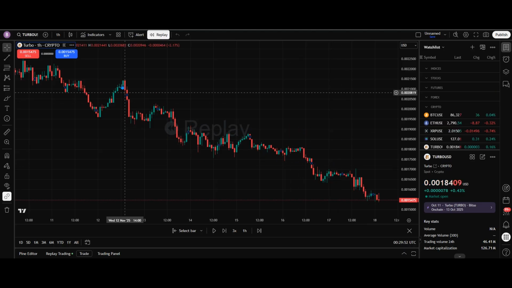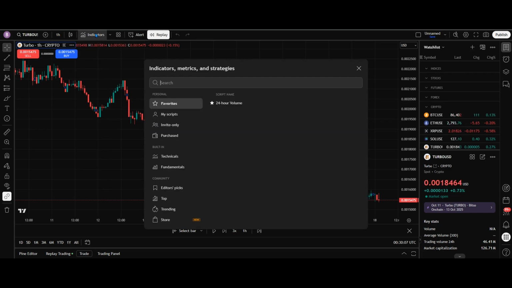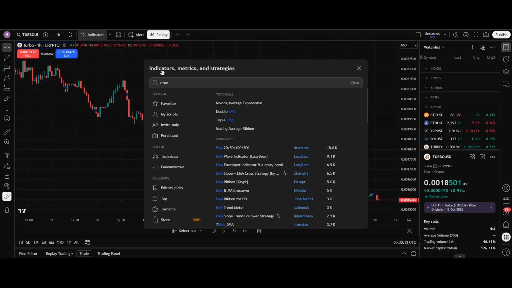I'm on TradingView. I'm looking at Turbo on the 1 hour time frame. To get your indicators, TradingView is very straightforward and user friendly. You select the indicators tab, and you just type in the name of the indicator that you want. I just wanted to show you a little trick here, because TradingView does have paid options and free options. Your paid subscriptions give you a little bit more features and stuff like that. But if you're just on the free version of TradingView, that's absolutely fine, especially if you're looking to use EMAs.